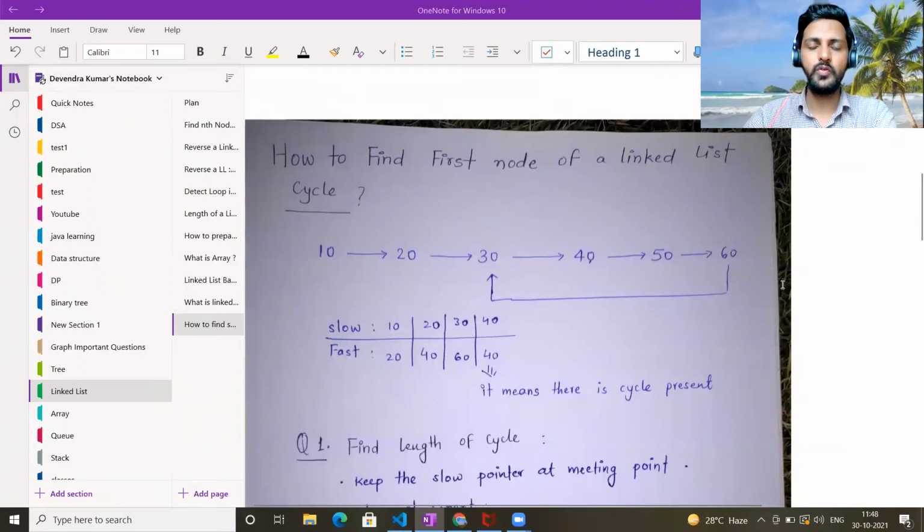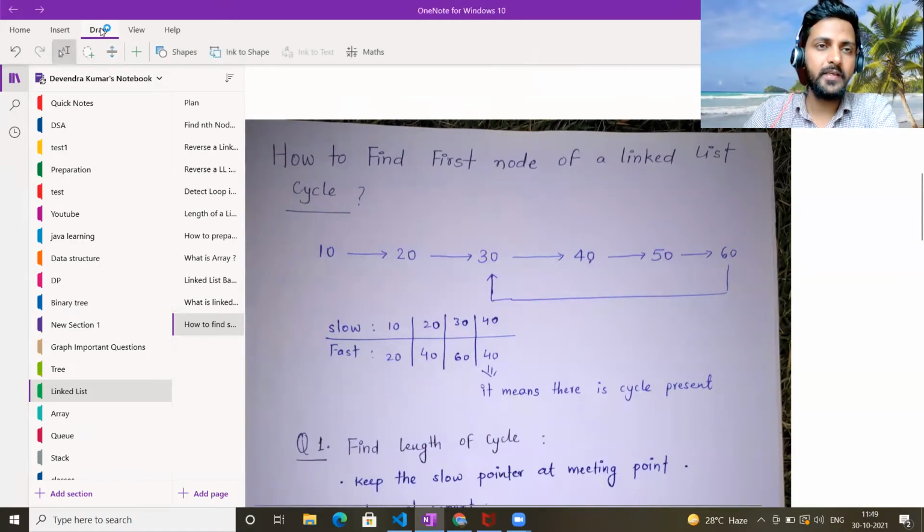Hi everyone. So today we will discuss the question: how to find the first node of a cycle in the linked list. In my previous video we discussed how to find a loop in a linked list, that is, how to find whether a cycle is present in the linked list or not. If you haven't watched that video, please check it out. Click on the I button, you will get the link. Now let us focus on this question today.